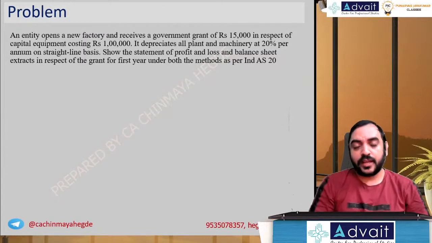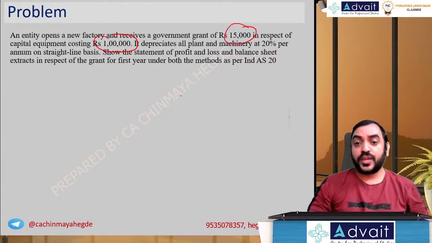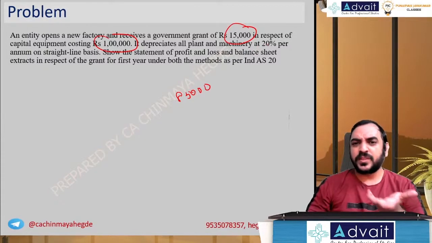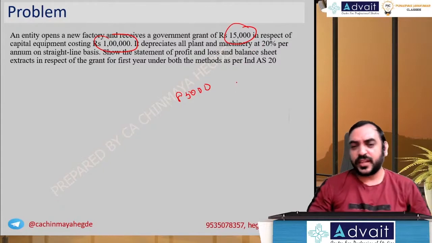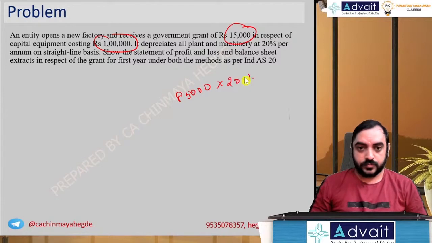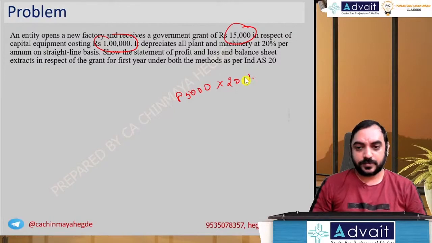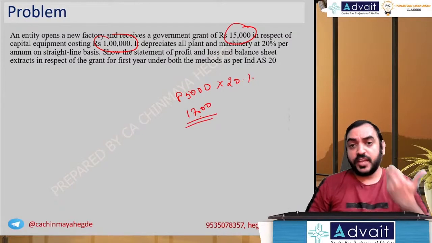So to tell you that quickly the answer, 1 lakh, if you subtract 15,000, you get balance 85,000. 20% over straight line basis, so you can do basically remaining life. I think 20% means 5 years, right? 20, 20, 20, you get 5 years. So you can just do into 20%. I think 17,000 you get. 17,000 is what you can take to P&L account every year.